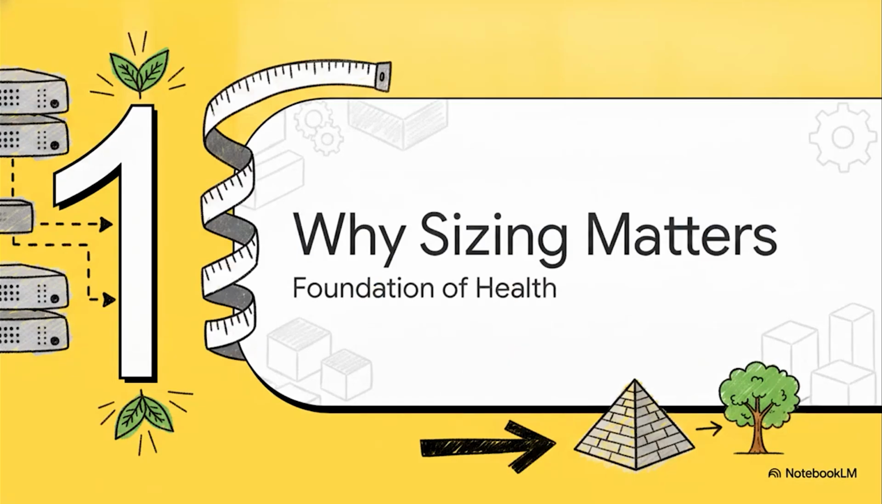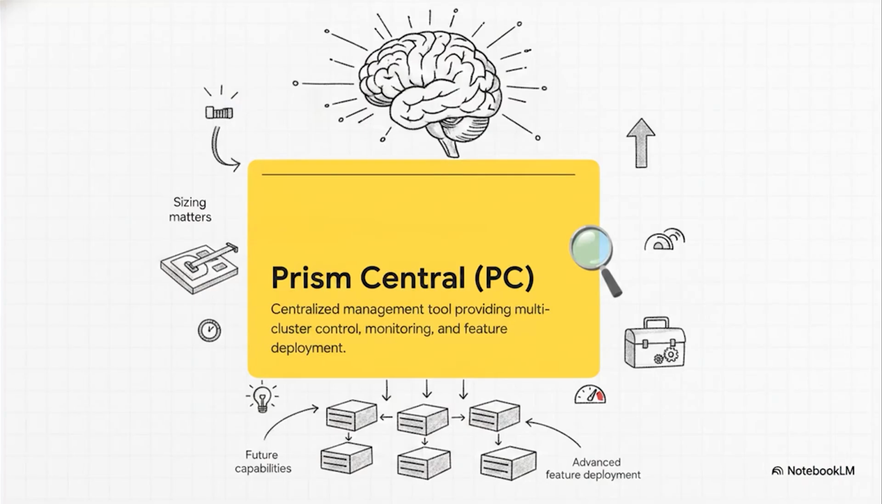Section 1. Why Sizing Matters, the Foundation of Cluster Health. Before we start throwing around gigabytes and vCPUs, let's make sure we're on the exact same page about our core component. PC, or Prism Central, is Nutanix's centralized management tool. Think of it as the overarching brain for your entire Nutanix environment. It gives you multi-cluster control, deep monitoring, and handles the deployment of advanced features.